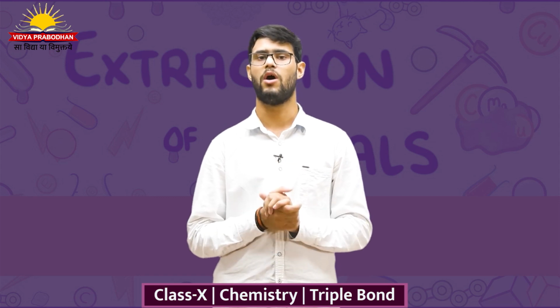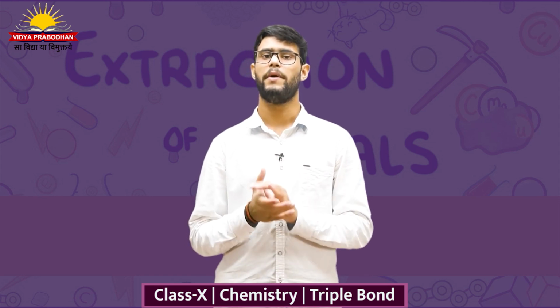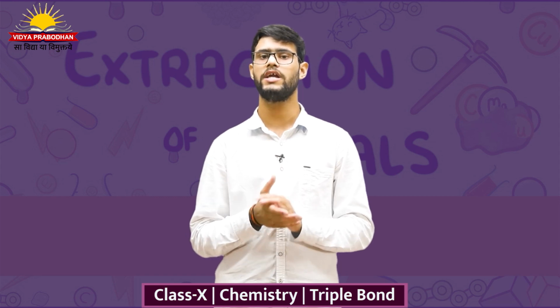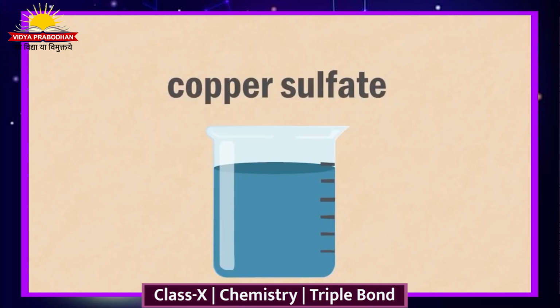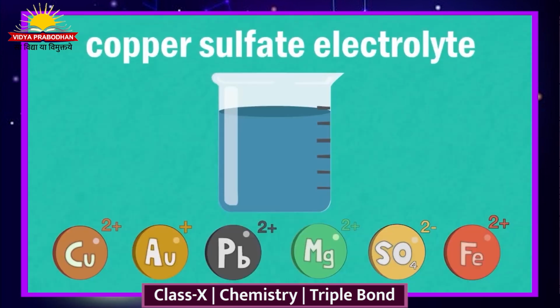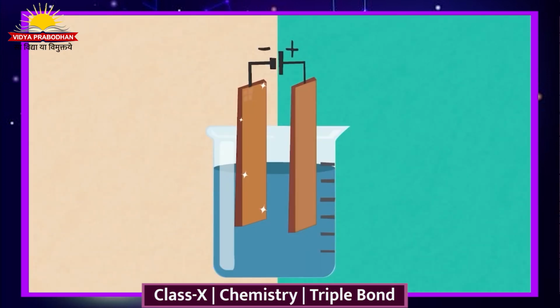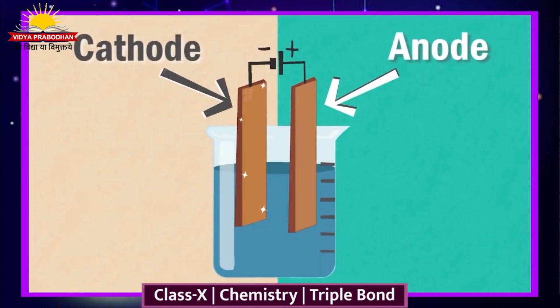Electrolytic refining of copper. The apparatus used for the electrolytic refining of copper consists of an electrolytic tank containing acidified copper sulfate solution as electrolyte. A thick block of impure copper metal is made anode. It is connected to the positive terminal of the battery, and a thin strip of pure copper metal is made cathode. It is connected to the negative terminal of the battery.